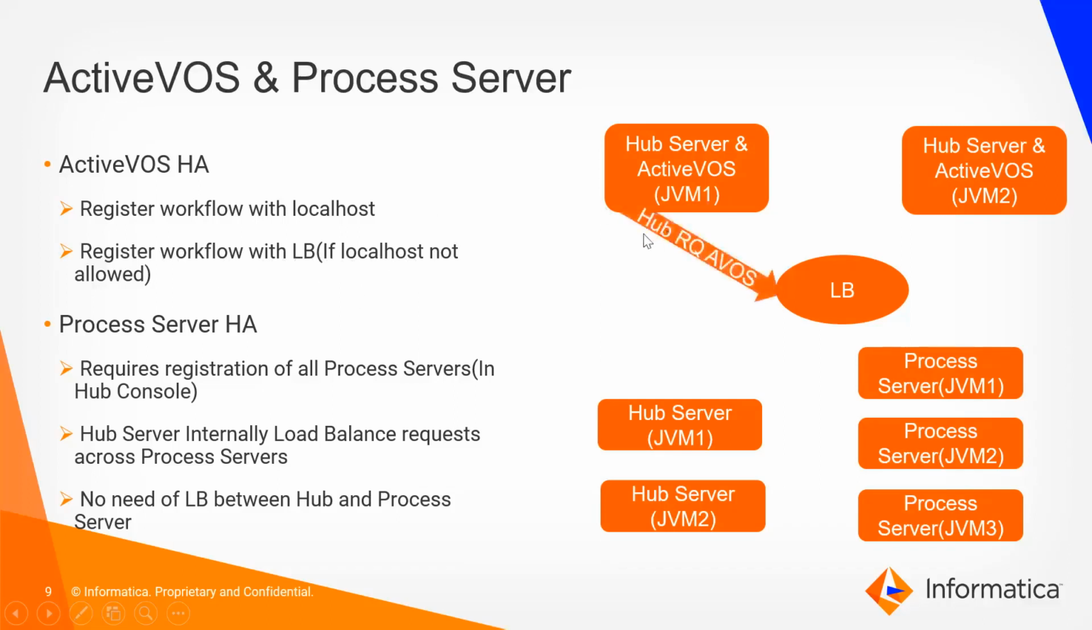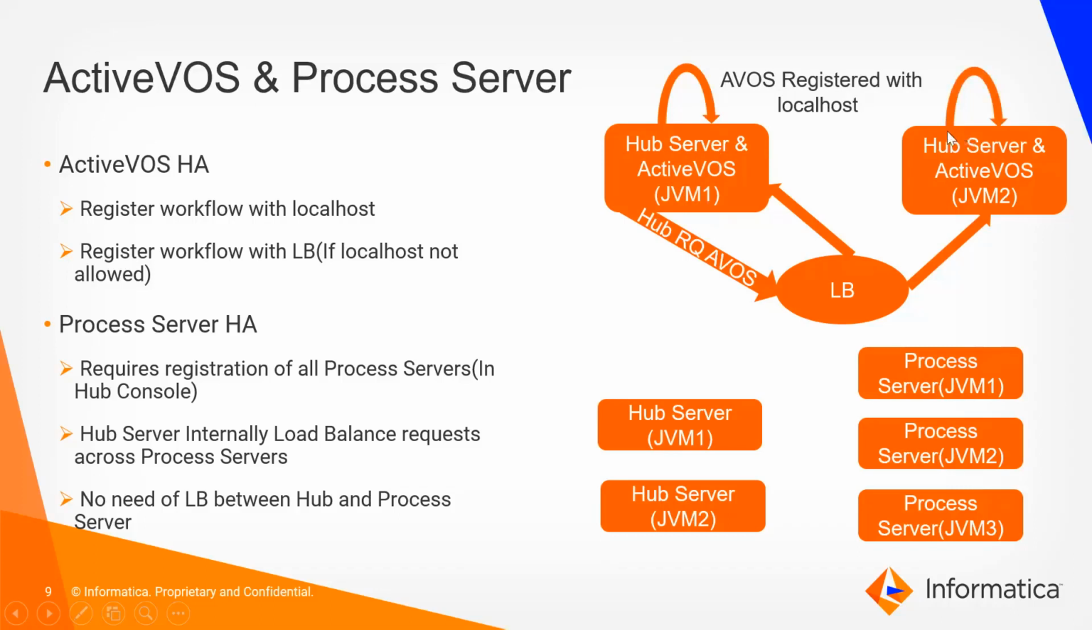So basically, if the hub sends a request to the Activos through the LB, then the LB can either send the request to the Activos on JVM2, or to the Activos running on JVM1. So if, let's say, the Activos is down, then it can access the Activos on the other JVM. The LB is responsible for forwarding the request to one of the Activos servers running across the nodes. However, if we register the Activos with the localhost, then each hub server can access the Activos running on its own JVM.